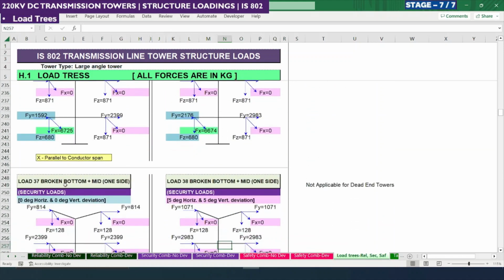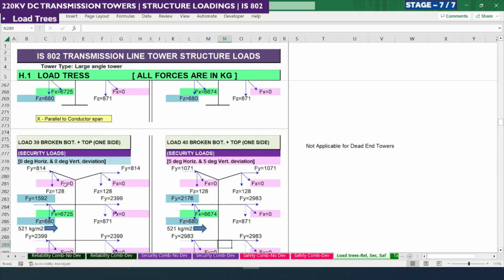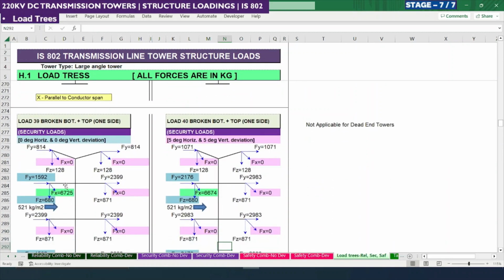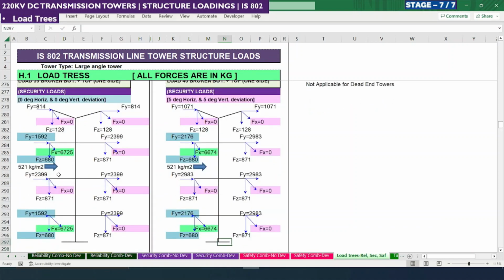So the critical cases we are doing now. Next one is bottom, we had seen that. Then this one is bottom and top. So you can see here only in the bottom and top of conductor fixing point we are doing as a broken wire condition. Remaining things are intact forces we are considering.